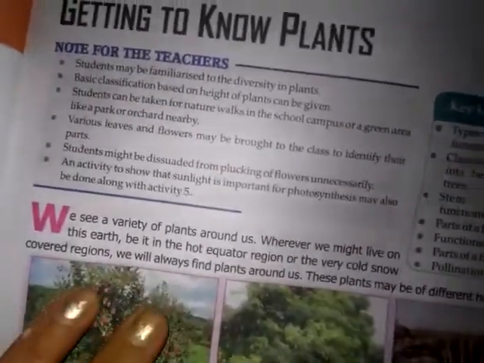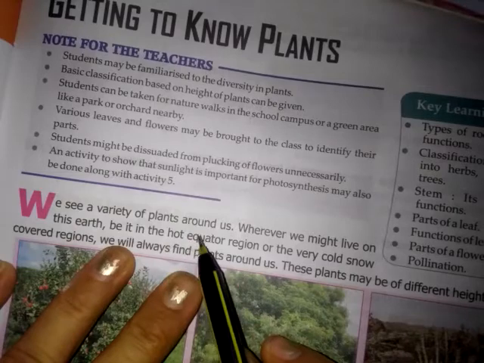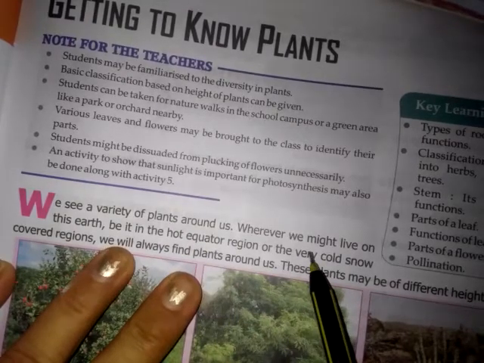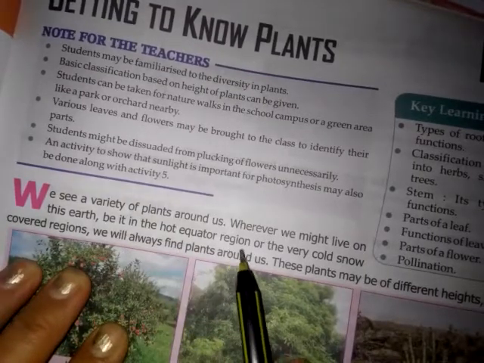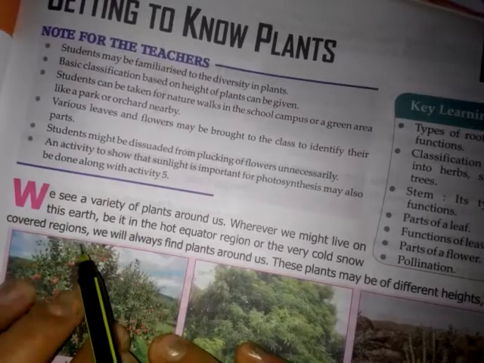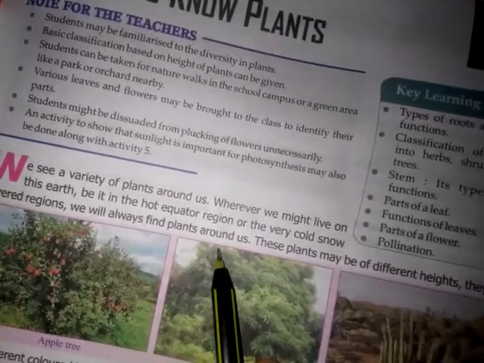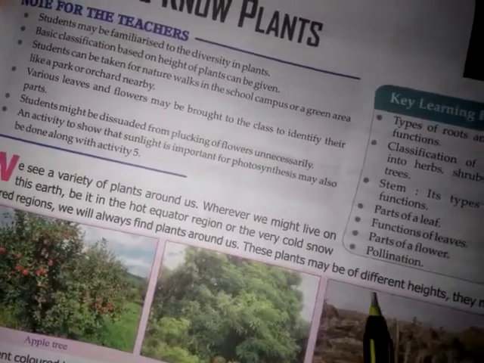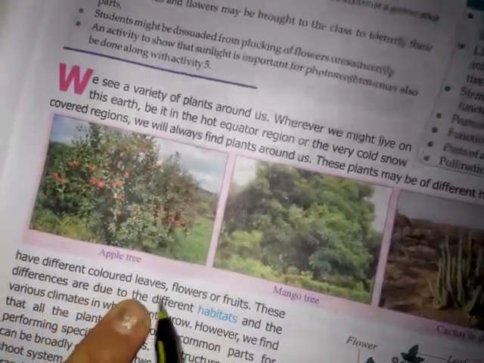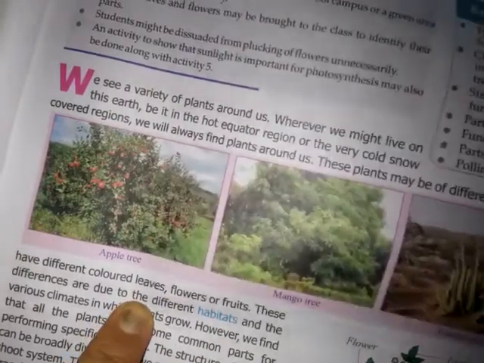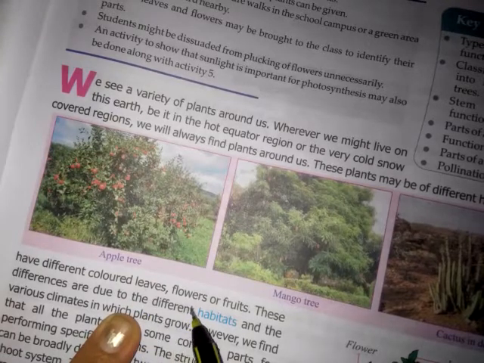So children, we see a variety of plants around us. Wherever we live on this earth, be it in the hot equator region or a very cold snow covered region, we will always find plants around us because plants are found everywhere. These plants may be of different heights, and they have different colored leaves, flowers or fruits.